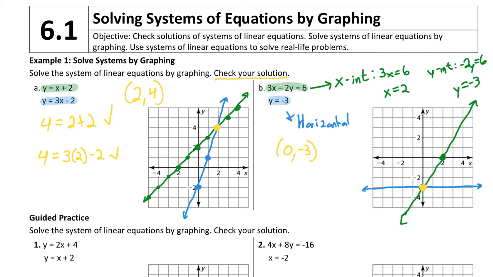If you want to check your solution, you substitute into both equations 0 for x and negative 3 for y. That works for the first equation because 0 minus negative 6 is 6. In the second equation, I just substitute my y value, negative 3, and negative 3 equals negative 3. So it checks out for both equations. Checking your solution is important in that it helps you determine whether you did the work right or not. It's a way to self-check your work.